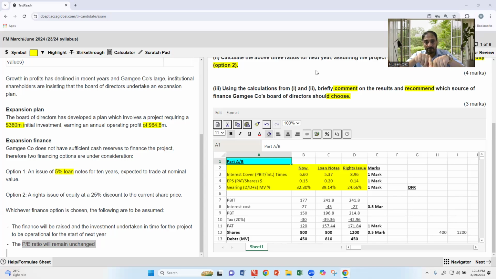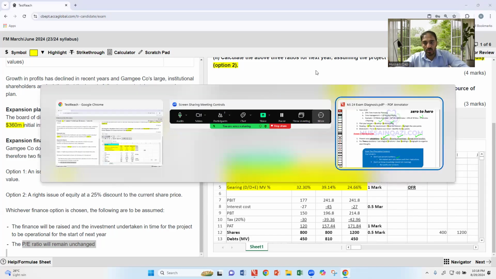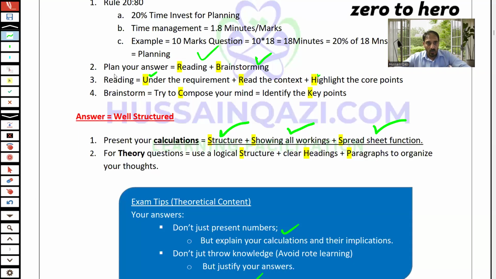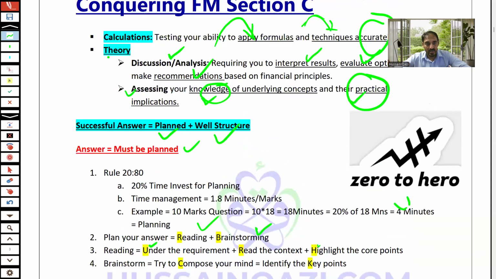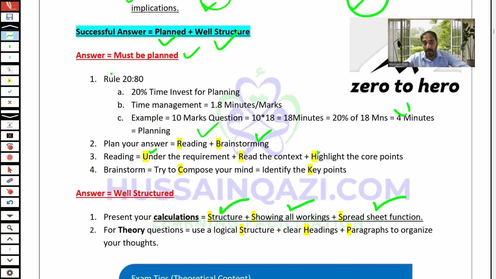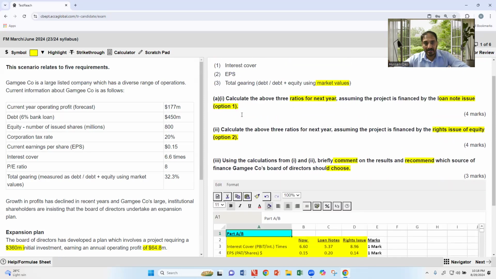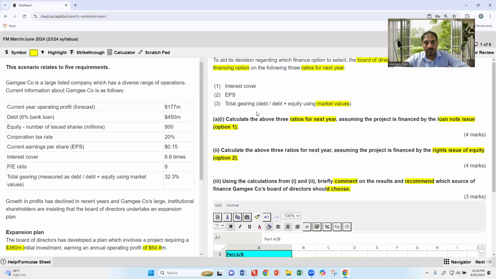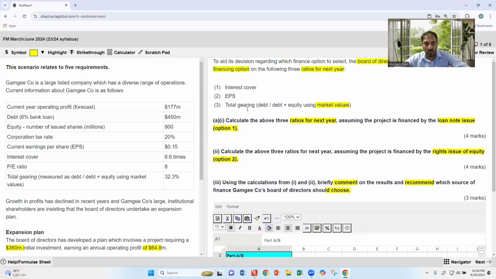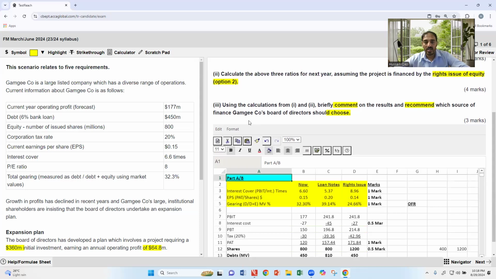Theoretical part of section C. Whatever I did suggest to you with this slide, now I'm going to apply these things with a particular question called Gamgi company. So let's start with part A of the question, part A3.